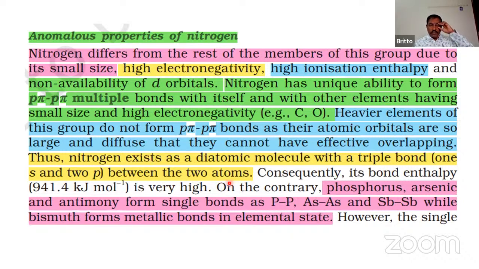So the bond enthalpy of nitrogen is higher, whereas phosphorus, arsenic, and antimony form mostly single bonds, and bismuth forms metallic bonds. We also saw the metallic property: from non-metals, the metallic character increases in the p block.